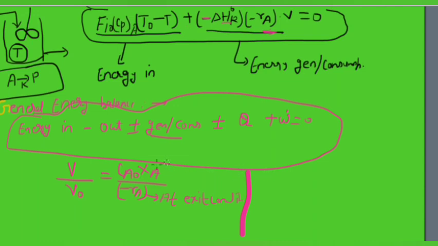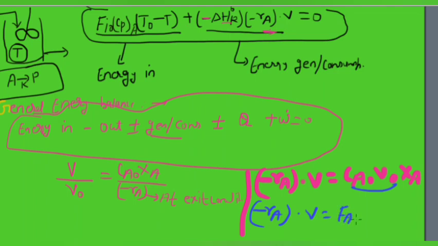Now understand one thing. From here, what you need to do is calculate the value of minus RA into V, which equals CA naught V naught into XA. I think it's clear to all of you now. So this term, which we call minus RA into V, equals FA naught into XA. We have calculated this term from the material balance.